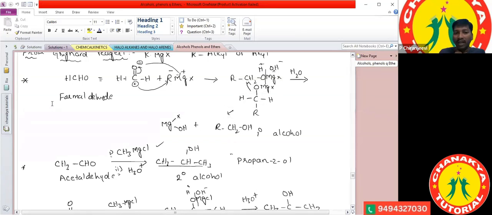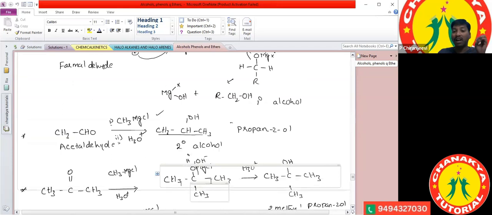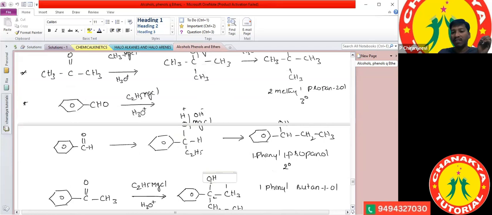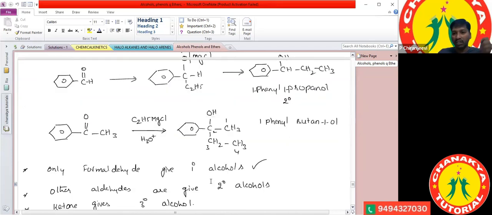So formaldehyde forms a primary alcohol. Acetaldehyde forms a secondary alcohol. Acetone, the ketones, form a tertiary alcohol. This is the one step we discussed yesterday, clearly with the mechanism completely explained, and we solved some JEE level and NEET level questions also. Some exception cases are asked in NEET and JEE level.